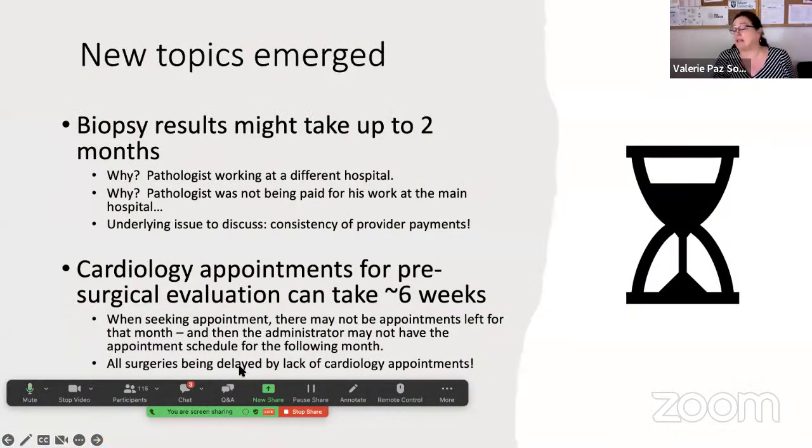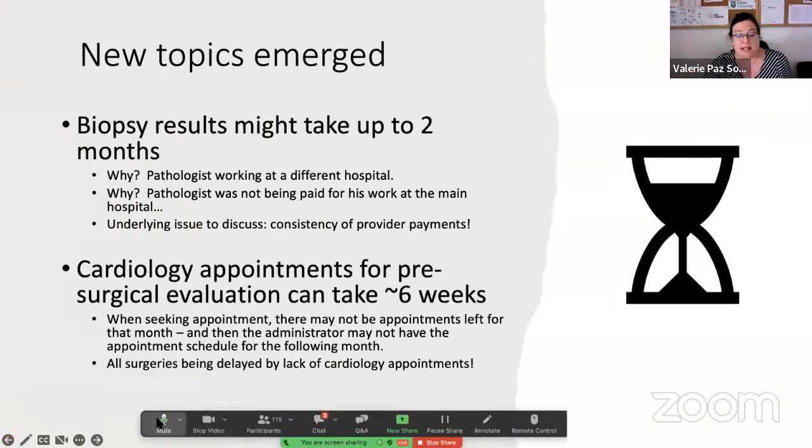So what were the topics that emerged? The biopsy results might take up to 2 months. So that idea that you could operate within like 3 or 4 days if it was suspicious of cancer, but why is the biopsy taking so long? Oh, because the pathologist is working at a different hospital. Well, why is the pathologist working at a different hospital? Because the pathologist was not being paid for his work at the main hospital. So then you start digging deeper and realizing that the underlying issue here that needs a long-term solution is consistency of provider payments, because people leave because they're not getting paid.